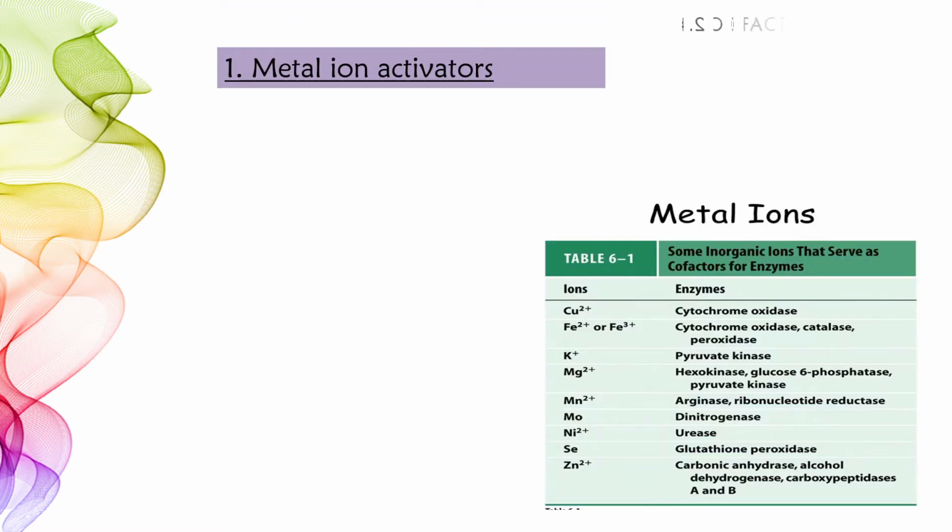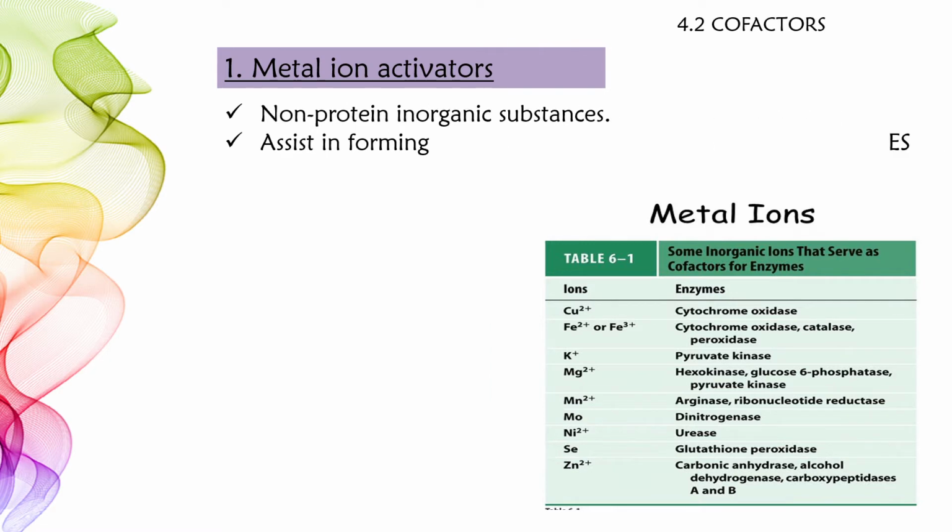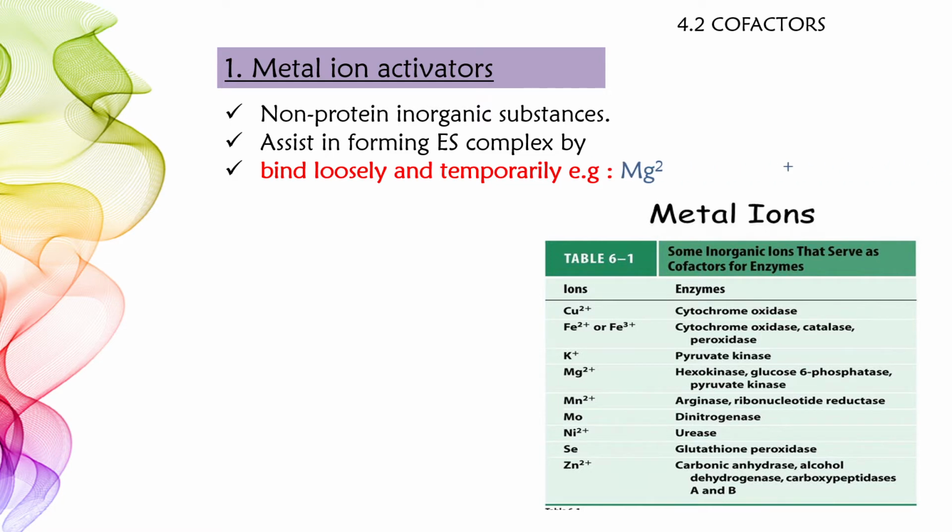Metal ion changes the shape of the enzyme to facilitate the formation of an enzyme substrate complex. There are two types of metal ion, one that binds temporarily and loosely, example magnesium ion, and the other one binds tightly, example zinc ion.